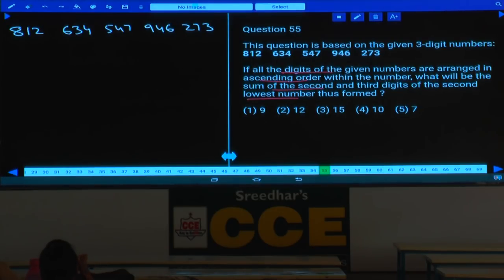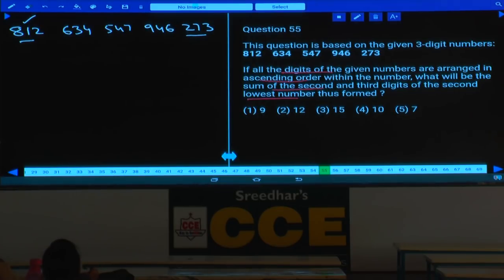Second lowest number means, among these numbers, in 812, what is the least digit? 1 is the least digit. As 1 is the least number, that will be the lowest number, because in none of the other numbers is 1 there. If 1 is there, that will come to the first place, because all the digits are arranged in ascending order. In 634, 3 is the least digit. In 547, 4 is the least. In 946, 4 is the least. In 273, 2 is the least digit, so the second lowest number will be 273.